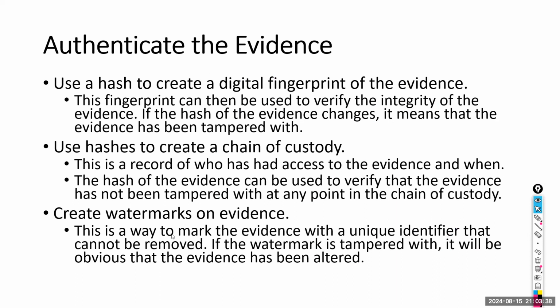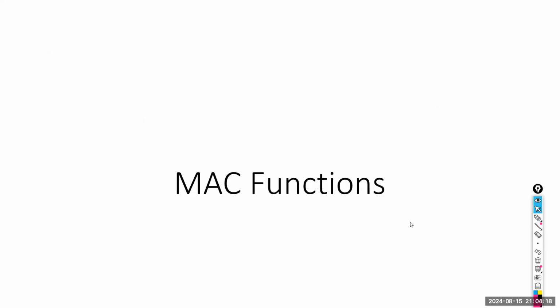So this is again sort of a hash, but not really a hash. Again, to give you a representation of your original content, so that if you change the content, your hash is changed or your watermark is changed. Okay. So use of hash to create digital fingerprint, use of hash to create chain of custody, create a watermark on evidence. But this is not a visual watermark, it's sort of a digital watermark. So that digital watermark is sort of a hash. Okay. Right, so that's it about hash.